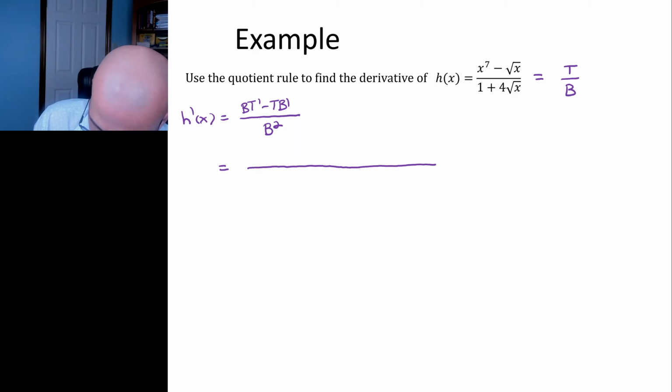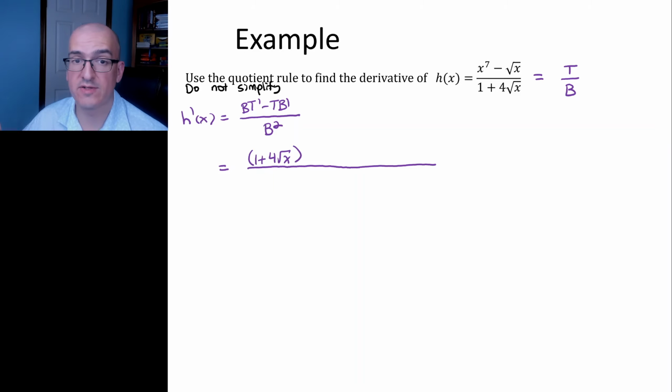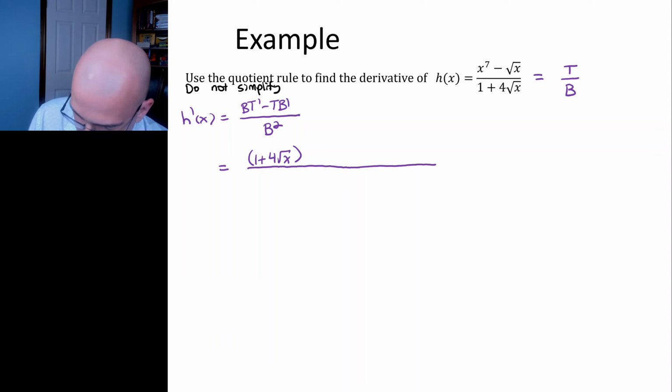So b, we have 1 plus 4 root x. And I'll put here an extra instruction: do not simplify. That's a typical instruction you would see on a test, if the function looks like this at least. So 1 plus 4 root x times, I'll leave a box for t prime, minus t, so x to the 7 minus root x, and I'll leave a box for b prime.